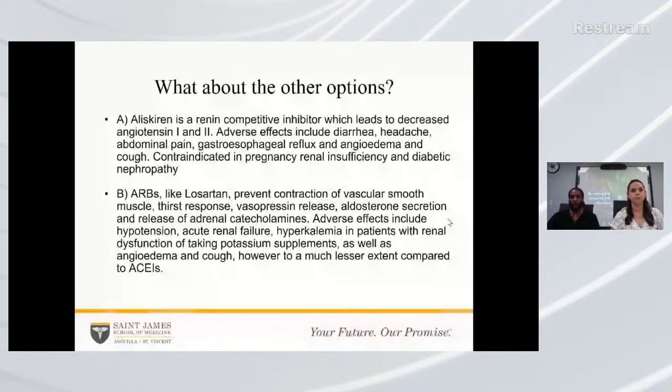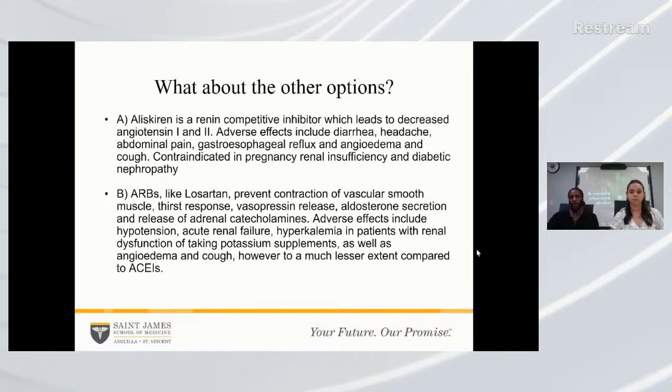So aliskiren is a renin competitive inhibitor. So competing with renin, the beginning of the renin-angiotensin-aldosterone system, will lead to a decrease in angiotensin 2, but also decrease angiotensin 1. Some of the side effects you get with that are diarrhea, headache, abdominal pain, GERD, angioedema, and a cough. But it's not as common to cough as you would with an ACE inhibitor, and this drug is much less used than an ACE inhibitor. And actually, this drug is contraindicated in pregnancy, renal insufficiency, and diabetic nephropathy. So you wouldn't want to use this drug in diabetic patients to protect their kidneys.